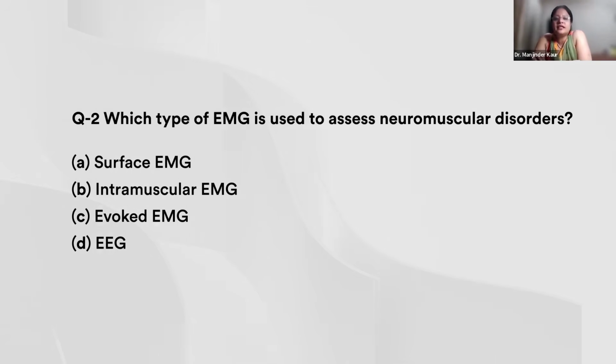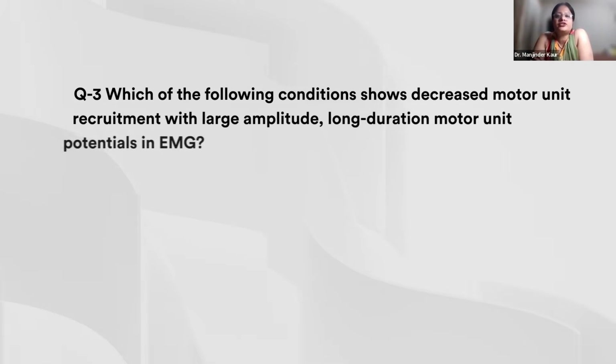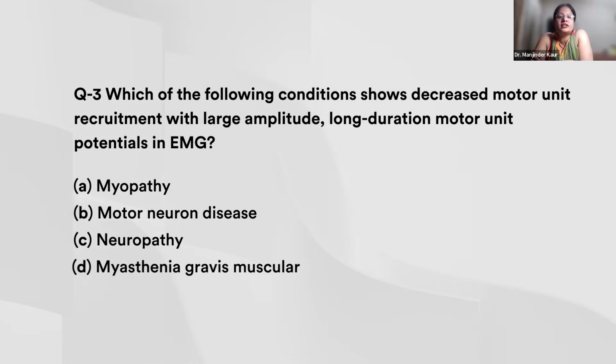So the intramuscular EMG is also called the needle EMG. So the answer here is intramuscular EMG or needle EMG. Which of the following conditions shows decreased motor unit recruitment with large amplitude, long duration motor unit potentials in EMG? Whether this muscular weakness is myopathic in origin, motor neuron disease, neuropathic, or myasthenia gravis.